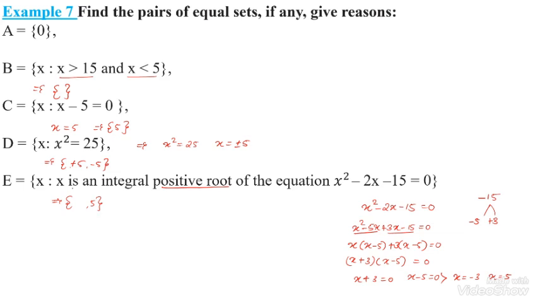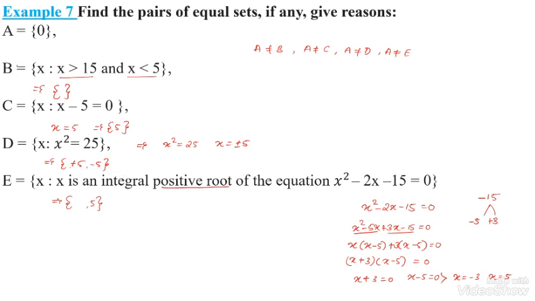Now, while observing each, A is not equal to B, A is not equal to C, A is not equal to D, and A is not equal to E. Find the pairs of equal sets. A is not equal to any of the sets.